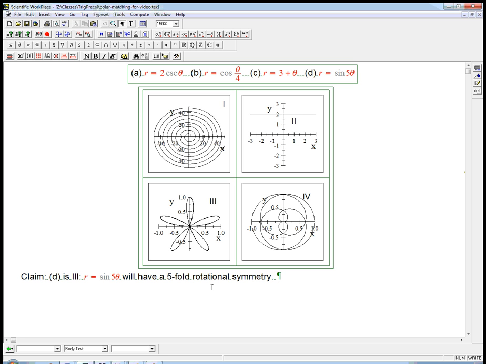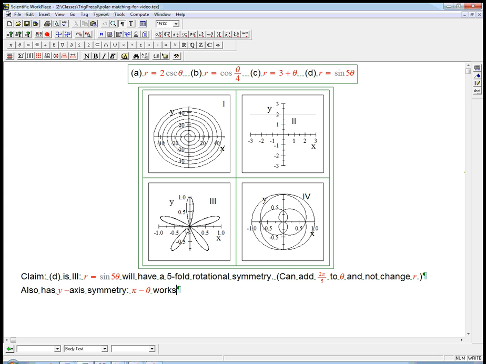Because we can add 2 pi over 5 to theta and not change r. That's really good to know. It also has a y-axis symmetry, because I can put in pi minus theta. If you replace theta with pi minus theta, a quick calculation shows you that works. Then this has a y-axis symmetry.